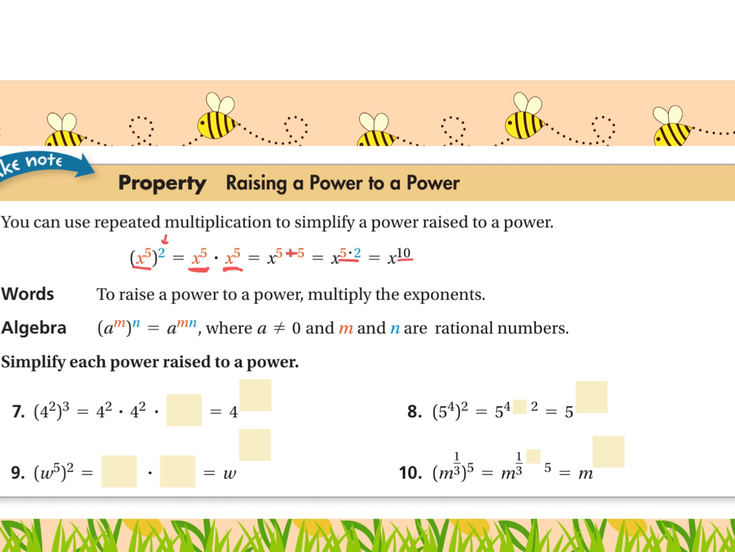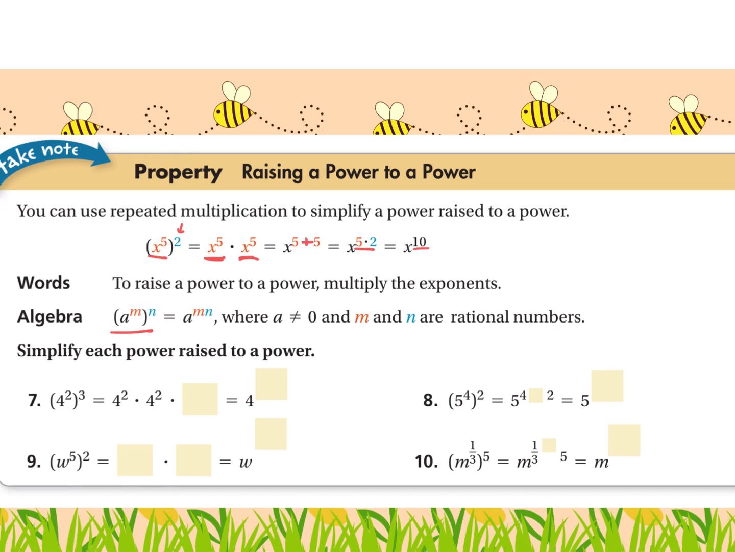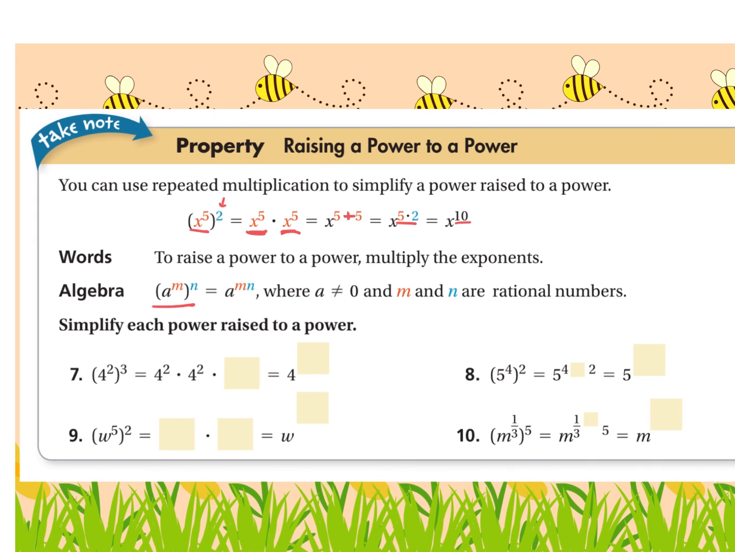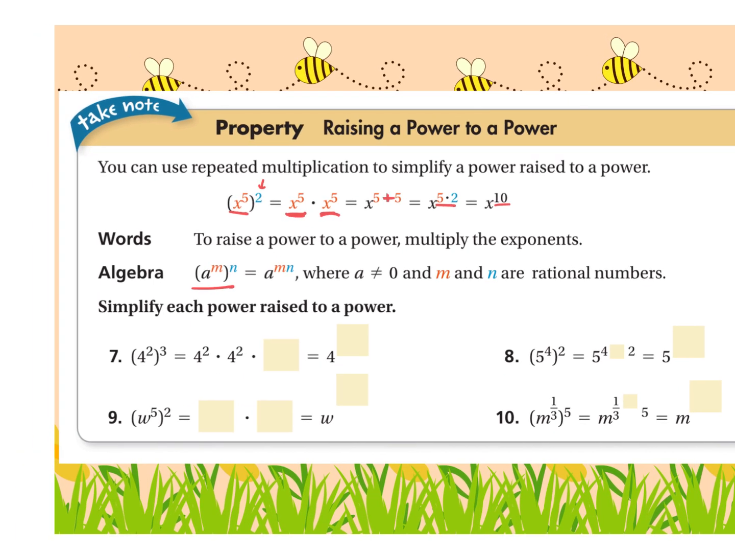So that's where our rule comes from. If you understood the previous lesson, then this should be just a natural continuation of it. It shouldn't be anything super crazy. And this just states our property: a to the m to the n is a to the m times n, where m and n are rational numbers. They can be anything. So let's fill in these few examples, and then we'll do some for the remainder of the lesson.